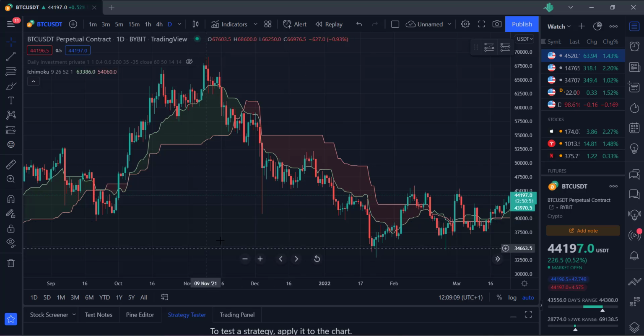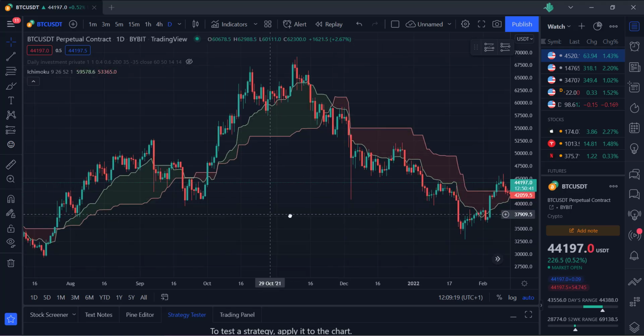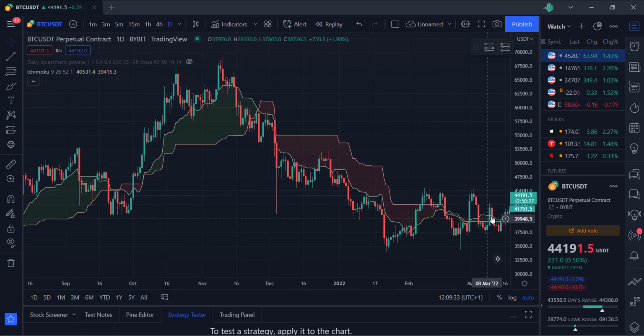When the price is, for example, below the clouds, this means that we're in a negative trend, and vice versa, we're in a bullish trend when the price is above the clouds. But one thing that's important, when the price is in the clouds, for example here, here, and here, this means that we are in a ranging market.